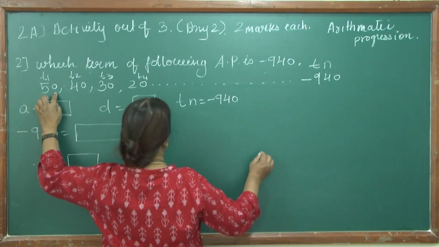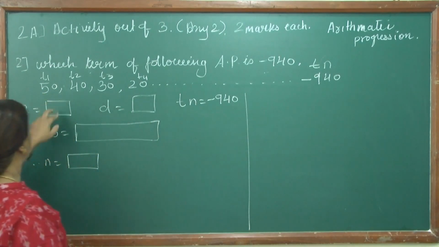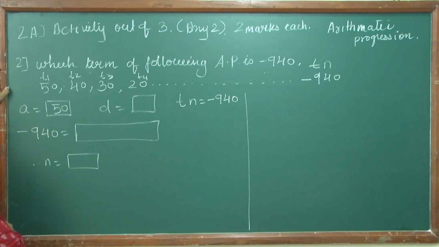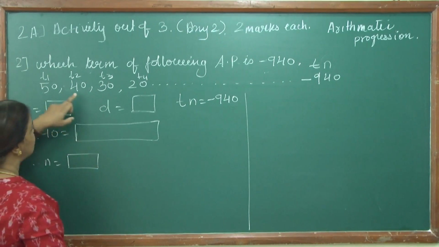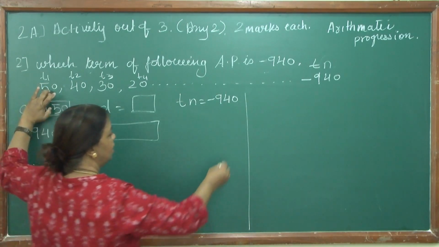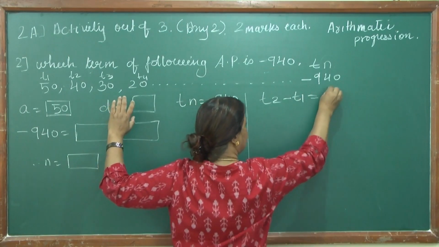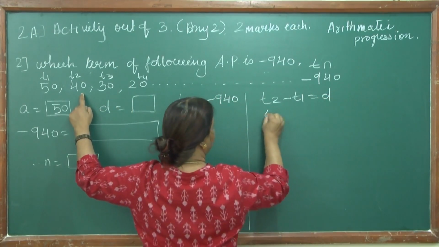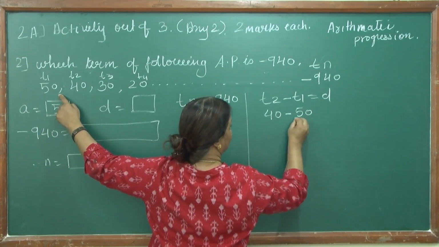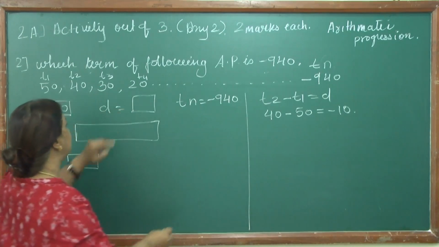First we will solve and then we will fill the activity. So we have got a is 50, the first term is known as 50, and d is the difference between two consecutive terms. Let's find the difference. How to find out? T2 minus T1 is equal to d. What is T2? 40 minus 50. So what is 40 minus 50? Minus 10. So d is minus 10.